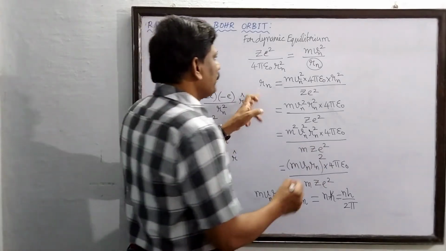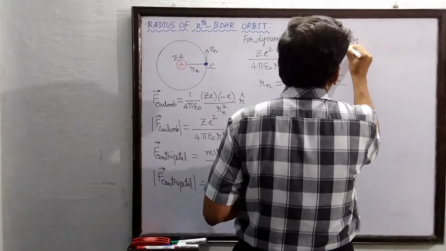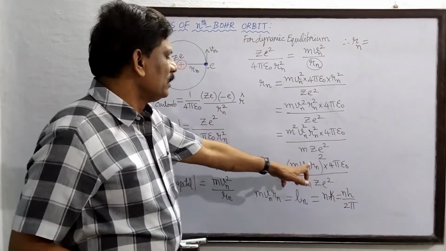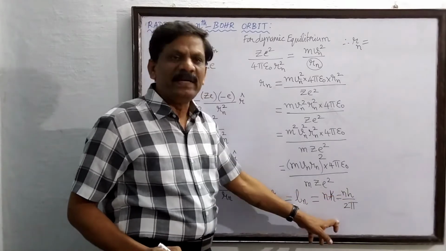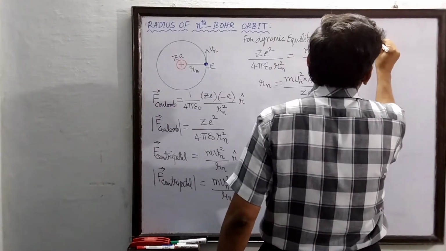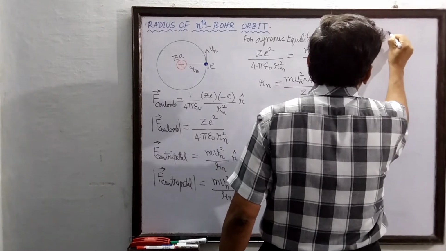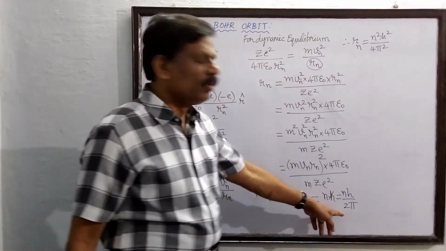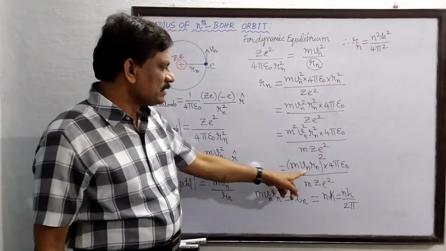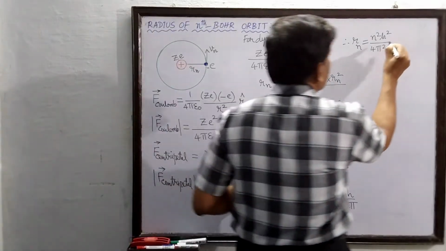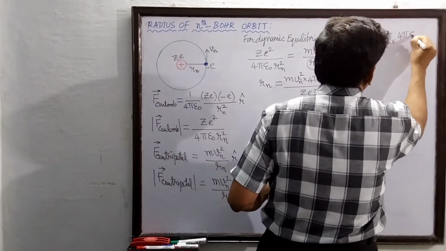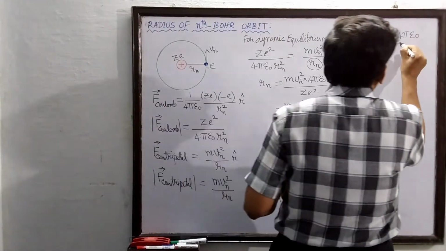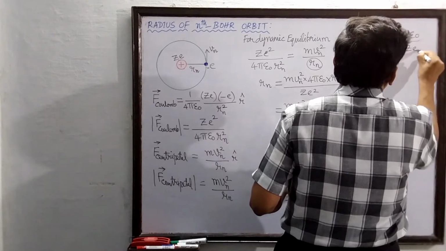Understood? So now on the left hand side Rn, therefore Rn is now equal to (mvr) the whole square, which is L square, that is equal to (nh by 2 pi) the whole square. So this is n square h square by 4 pi square, since (2 pi) the whole square is 4 pi square. So this term is over. Into 4 pi epsilon naught is there, into 4 pi epsilon naught is remaining, divided by m z e square.